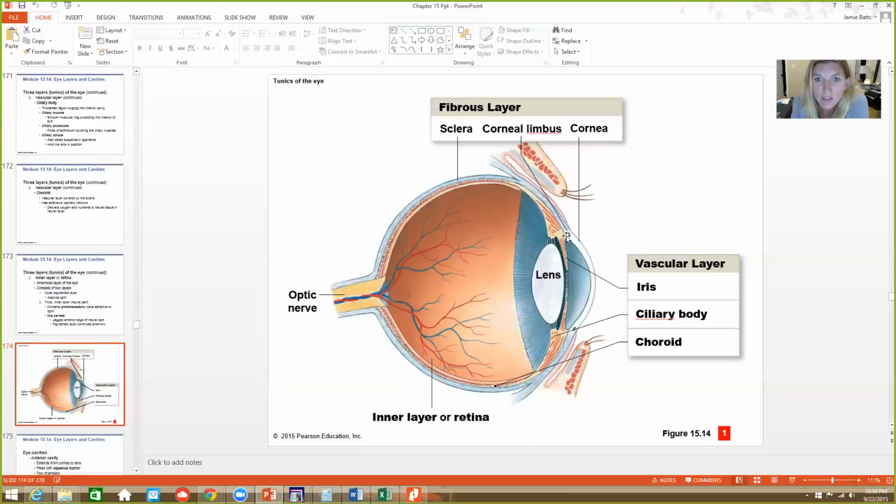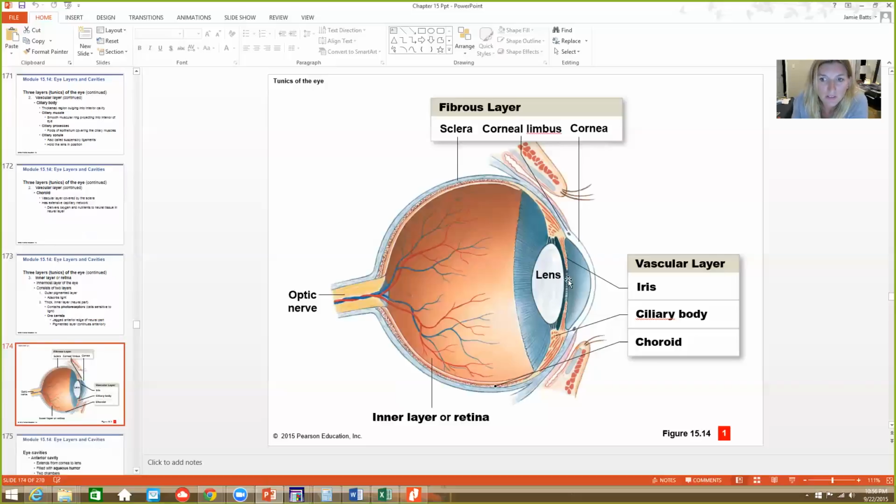Here is our outer fibrous layer. You see the cornea and the sclera. The sclera is the white part that covers the back of the eye. The cornea is the thickened clear fibrous part that covers the front of the eye. You have the corneal limbus, which is kind of the boundary between the cornea and the sclera.